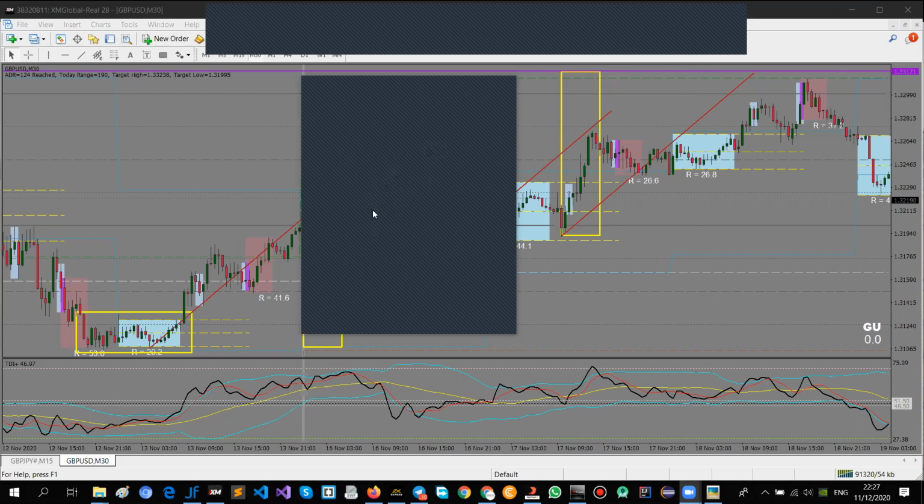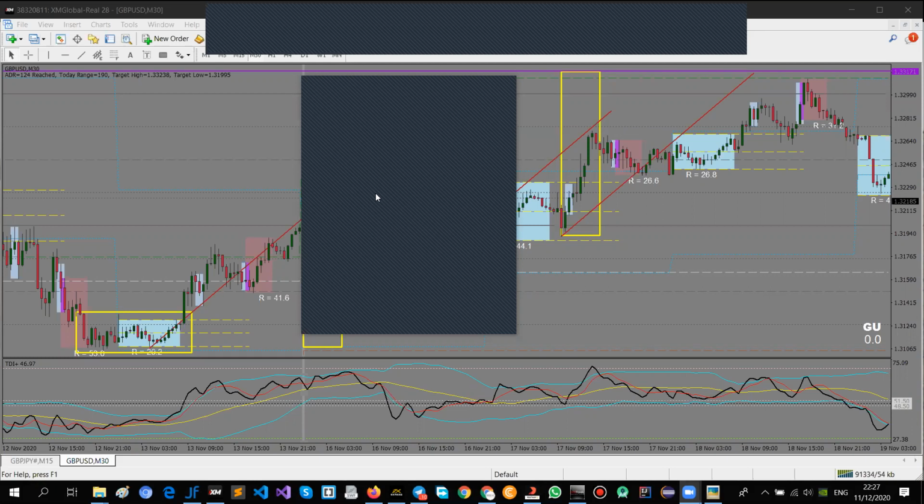All forex currency pairs work with this strategy. That's the beautiful part. It's just that I have my personal favorites. Anyone is allowed to have their favorite pairs. I have my own favorite pairs: GBP JPY and GBP USD.